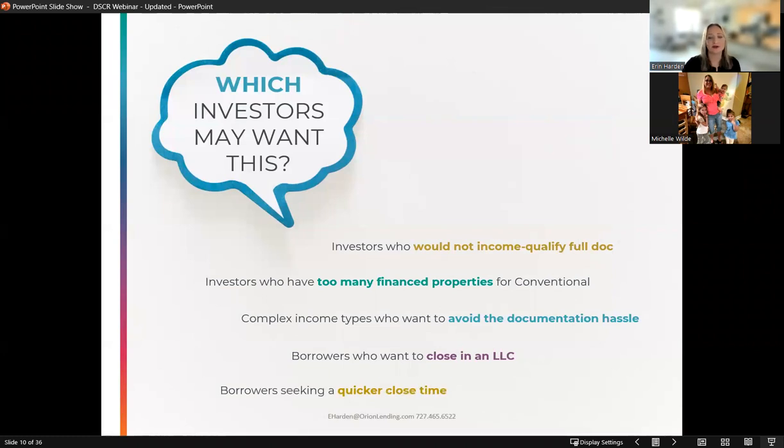And obviously borrowers who are wanting a quicker close time. These are very, very fast. I actually have closed some of these in 3 days from the date submitted. Obviously those had a transferred appraisal with them, but we can close these very, very quickly due to there not being much along the lines of income docs.